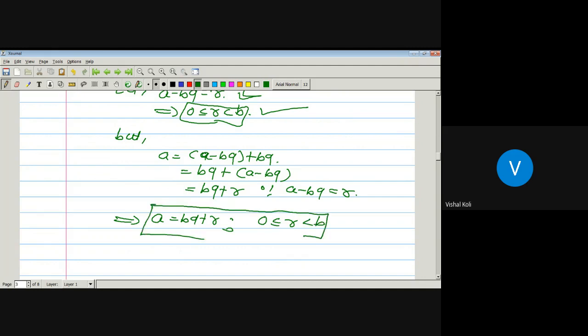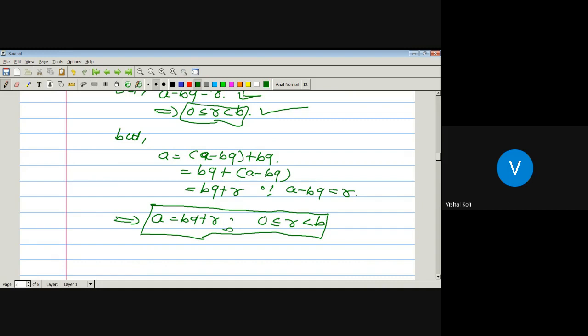So here we get a is equal to bq plus r, where r lies between 0 and b, whenever a and b are any two integers in which b is strictly greater than 0. So our first part is proved, that is, a is equal to bq plus r, and the range of r is between 0 and b.